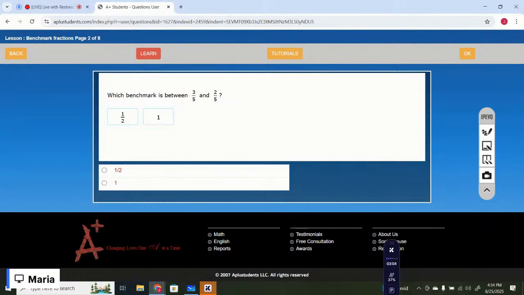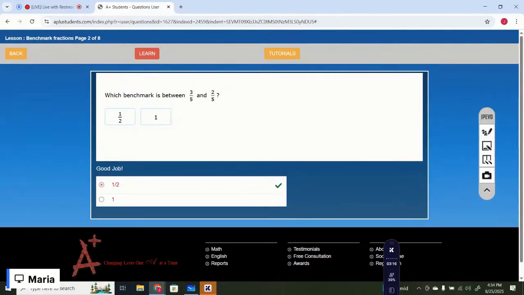Which benchmark is between 3 by 5 and 2 by 5? That is again 1 by 2, right? 1 by 2 is the benchmark between 3 by 5 and 2 by 5.